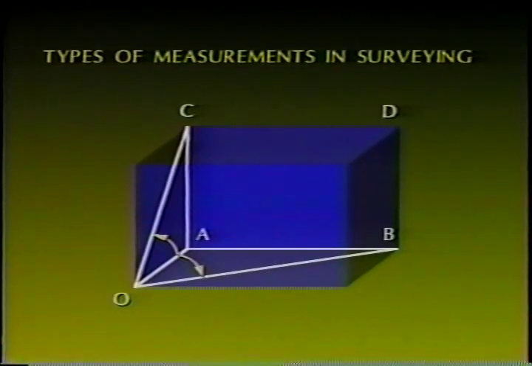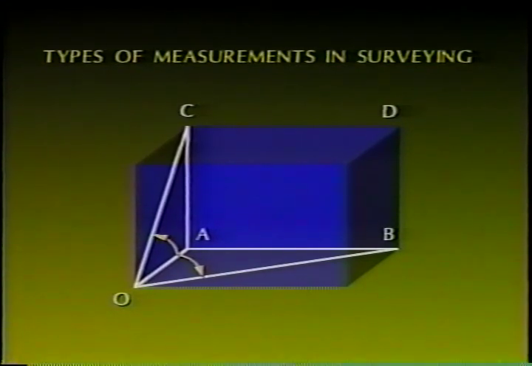It is time now to begin our study of the different types of measurements we have in surveying. We'll begin our study of survey measurements with that of distance. To review, the three types of distances that we are interested in are horizontal distances, shown here by the lines A to O, B to O, and A to B, vertical distances, shown here by the line AC, and slope distances, shown here by line OC.